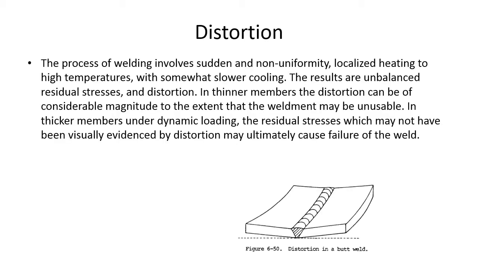The process of welding involves sudden and non-uniform, localized heating to high temperatures with somewhat slower cooling. The results are unbalanced residual stresses and distortion. In thinner members, the distortion can be of considerable magnitude to the extent that the weldment may be unusable. In thicker members, under dynamic loading, the residual stresses, which may not have been visually evidenced by distortion, may ultimately cause failure of the weld.